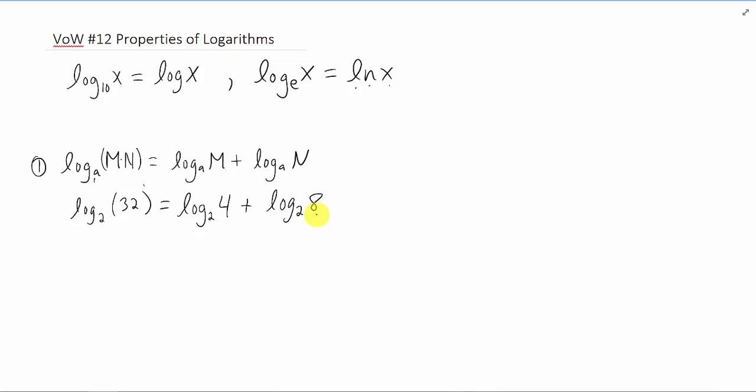Now this property might make a lot of sense to you if you think about what these values actually are. Log base 2 of 4, that is the power on 2 that would give you 4. Most people would be able to tell you that that is a 2. Log base 2 of 8, that's the power on 2 that would give you 8. And that's 3. If we go to the left side of the equation, log base 2 of 32, what is the power on 2 that would give you 32? Well, if you count it out, 2, 4, 8, 16, 32, you get that the power on 2 that would give you 32 is actually 5. So you can see, at least in this example, why this property maybe makes a little bit of sense.